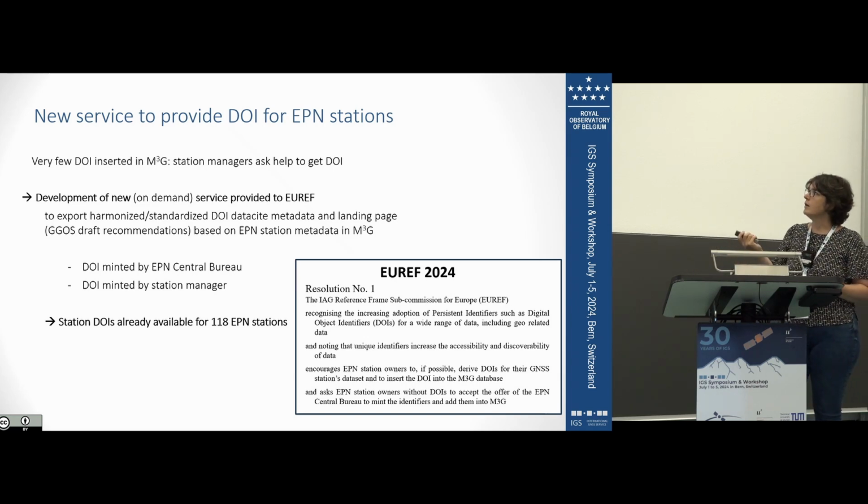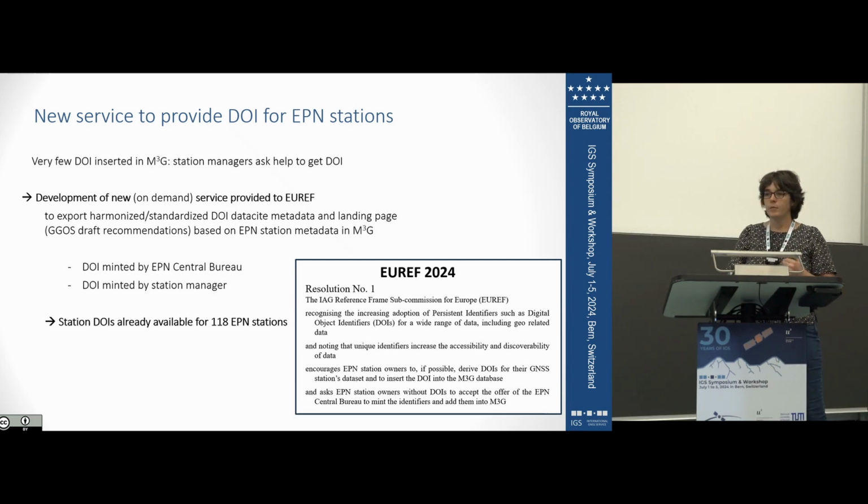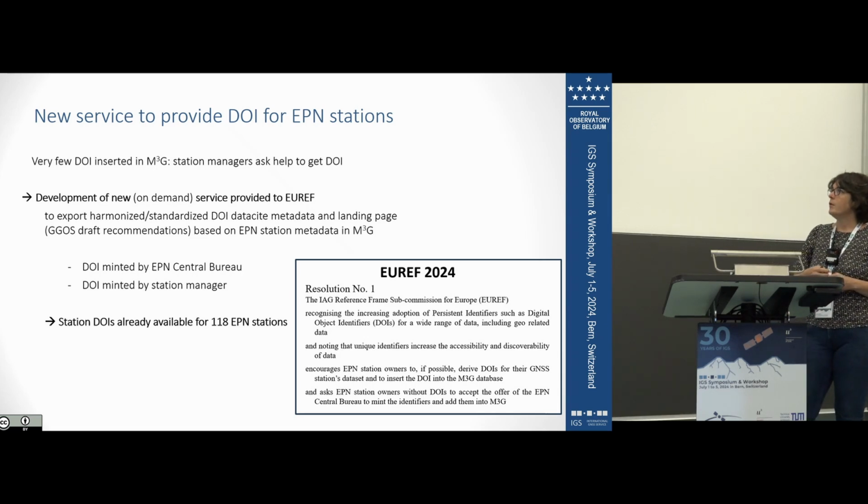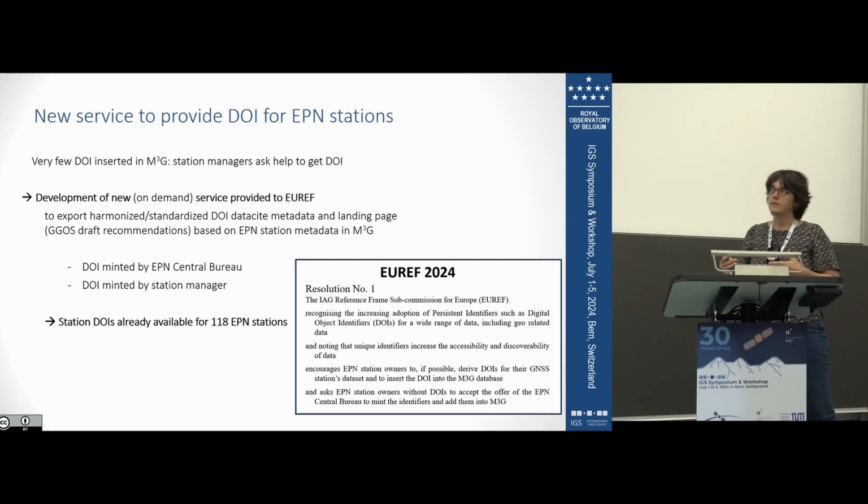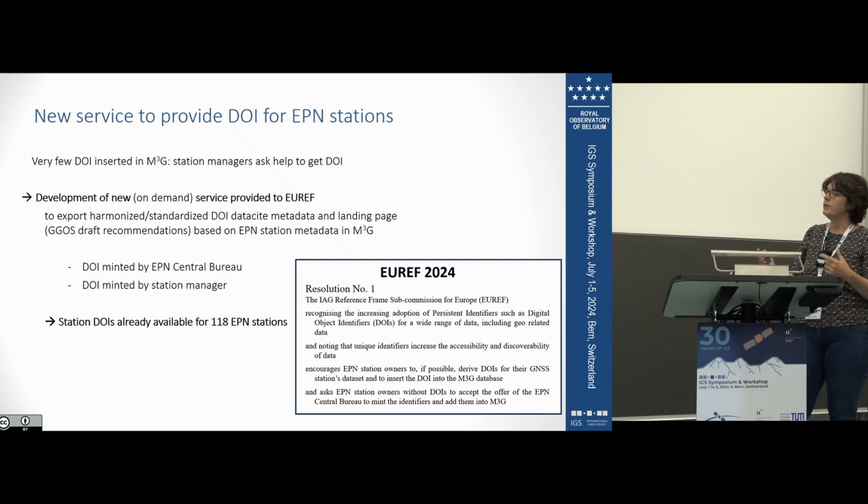And for this, we built a tool to collect all the existing DOIs for the stations we are hosting in M3G, for both the stations and the network. But it appears that very few of them are inserted, and there is a need from the station managers to have some help to mint such DOIs. Therefore we developed a new on-demand service, provided for now only for the stations, to export some harmonized and standardized DOI metadata, DataCite metadata, sorry, and a landing page.